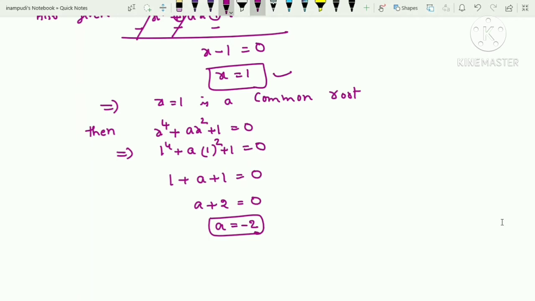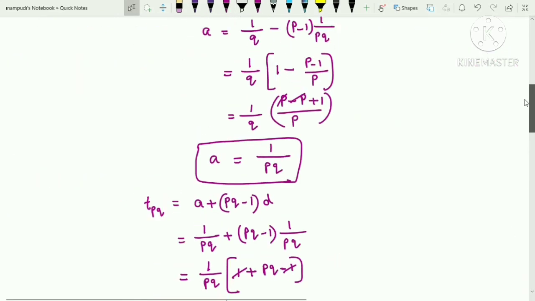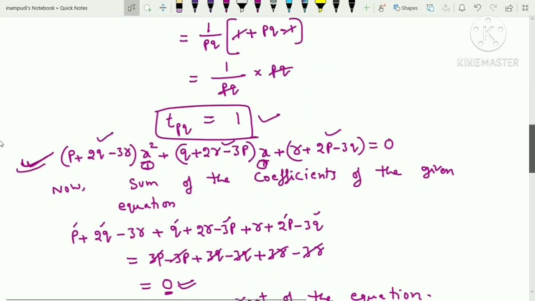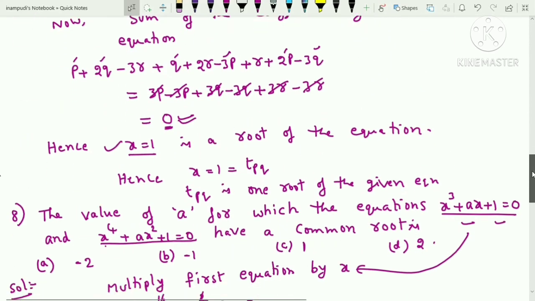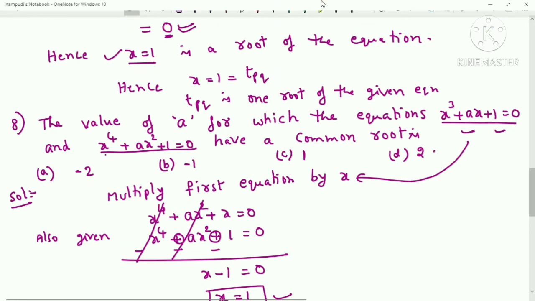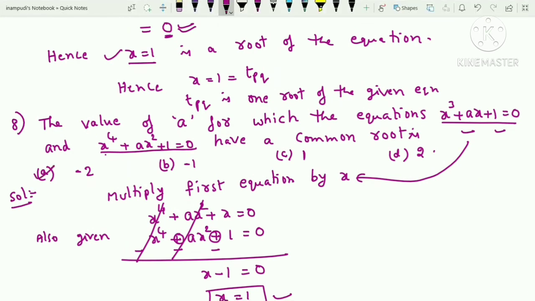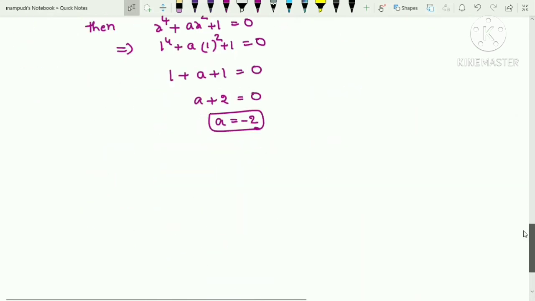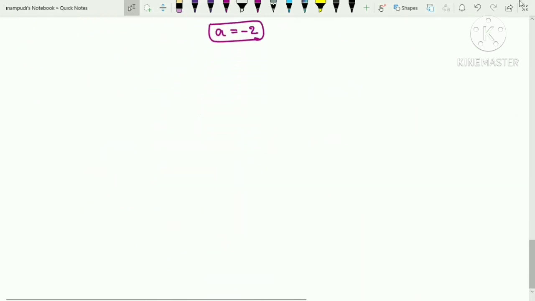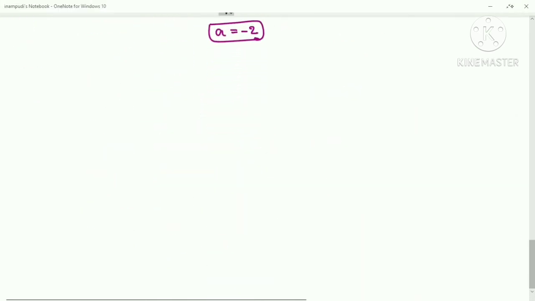What is the value of a? Minus 2 is the value of a. We check the options in the 8th question. a equal to minus 2. Minus 2 is the correct answer. Next we take the 9th question. What is the 9th question?